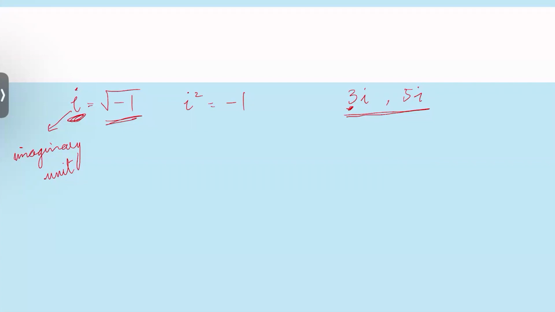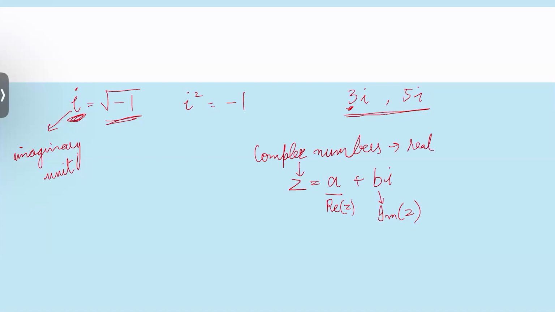Then we went on to see what complex numbers are. Complex numbers can be written in the form Z, where Z is a complex number. So Z is equal to a plus bi, or ib, in whichever form we write. Here a is the real part of the complex number and b is the imaginary part of the complex number. So complex numbers are made up of both real and imaginary numbers.